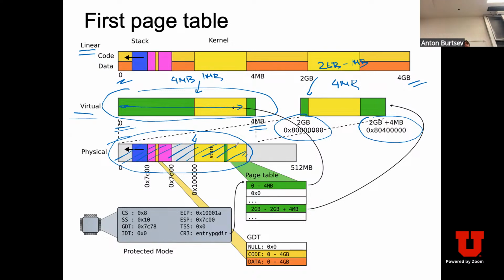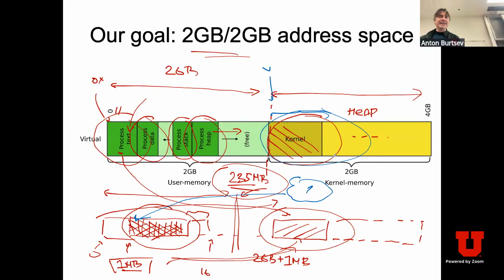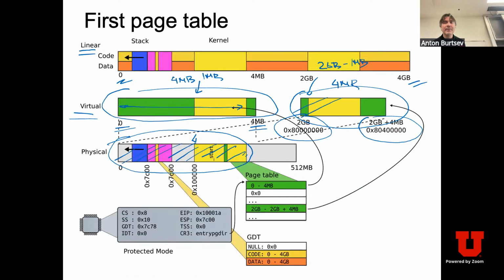Make sense? Specifically, just to give you an intuition, this is where we want the kernel to be. When I was showing you this diagram, saying that the kernel has to be in the second half of the address space, exactly at 2 gigabytes, or more specifically at 2 gigabytes plus 1 megabyte, this is why we have this second region. Make sense? Why do you think we need this first region? Why do we map it twice?